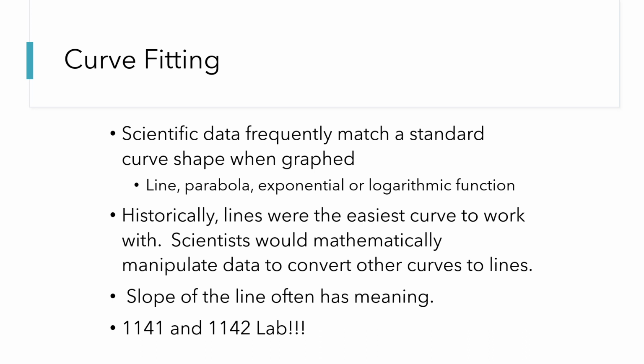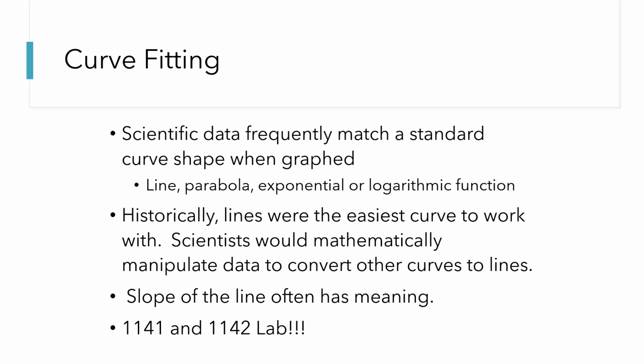But historically, lines were way easier to work with than any of these others, especially before we had computers to crunch the numbers. And so you'll see that very often in scientific data, we try to convert the data to some sort of a linear form. And very often the slope of the line has some sort of meaning.